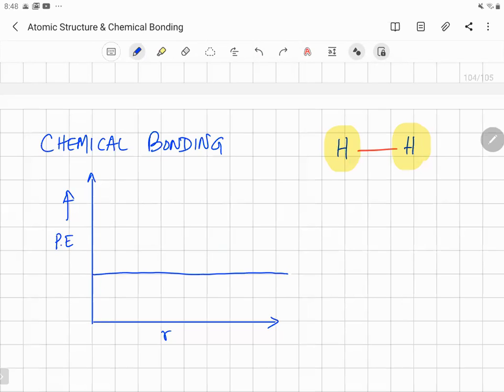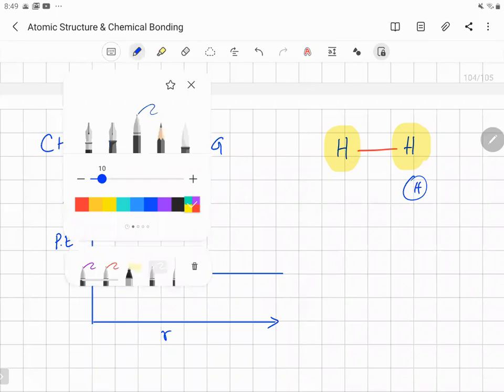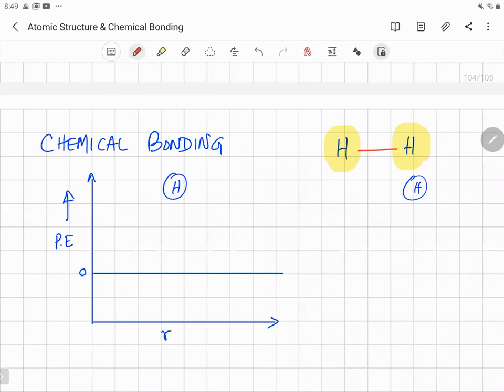Assume that this is the zero line. Here, potential energy is 0. So if the two hydrogen atoms are very far apart, one hydrogen atom is here, one hydrogen atom is there, and they do not interact with each other because they are far apart. In that case, potential energy will be 0. So if I plot a graph of potential energy versus R, the energy of the system will be like this. Here, at this point, potential energy is 0.